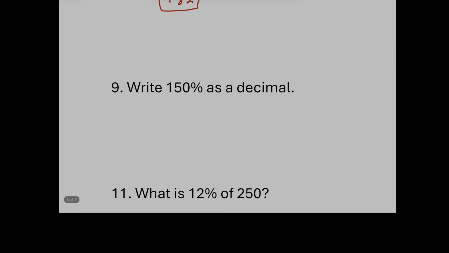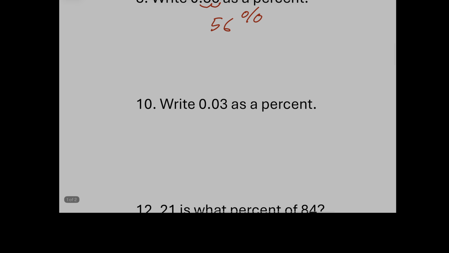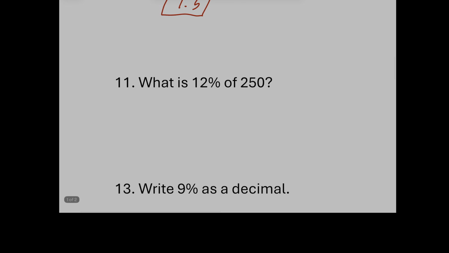Let's write 150%. Well, the decimal's right here on 150. You move it twice. The answer is 1.5. What about 1.50? If you wrote that, you wouldn't be wrong. But remember, after a decimal, you don't have to write the extra zeros on the right. Write 0.03 as a percent. Well, move it over twice, and what do I get? 3%. All right, number 11.